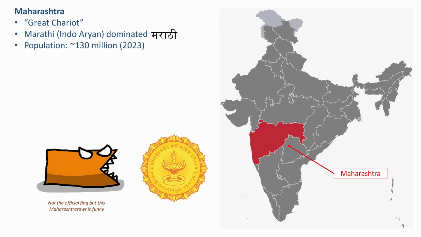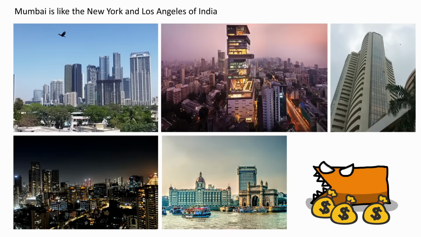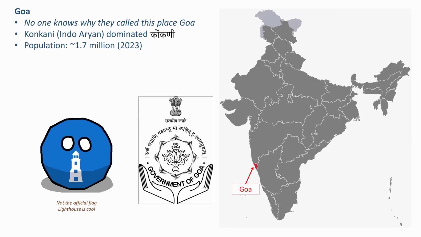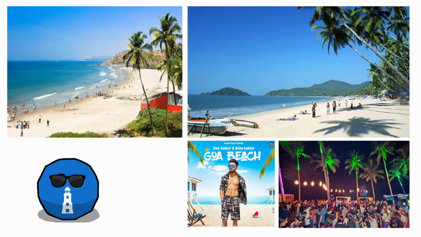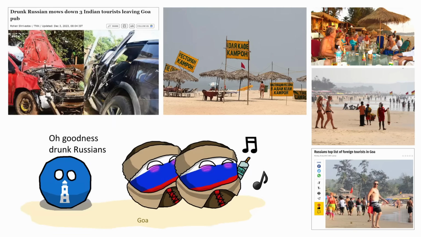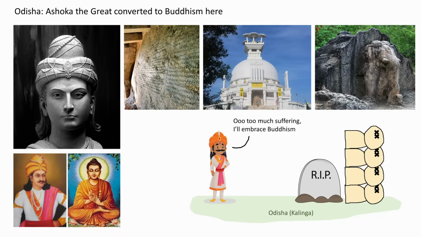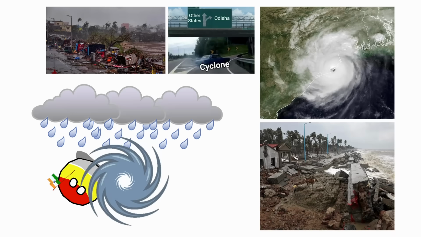Below Gujarat is the Marathi-speaking Maharashtra, famous for Bollywood, Mumbai dominating the economy, forts, and some dudes having sexy times with a lizard. The little Konkani-speaking Goa sits below, Portuguese India, beaches, cheap alcohol, and Russians. Across the subcontinent is the Odia-speaking state Odisha, Ashoka stuff, hockey, temples, lakes, and keeps getting beaten up by cyclones.